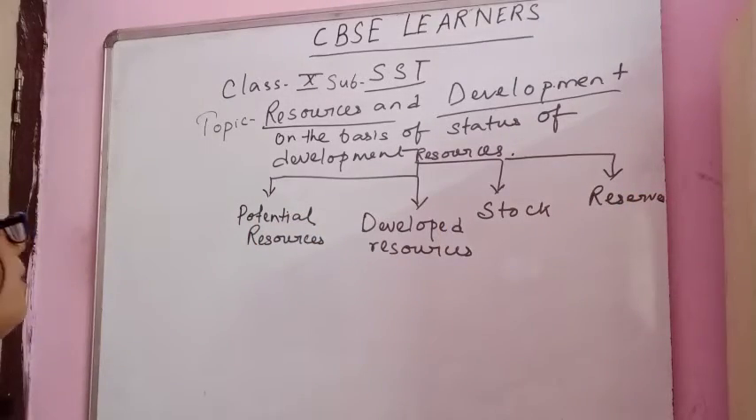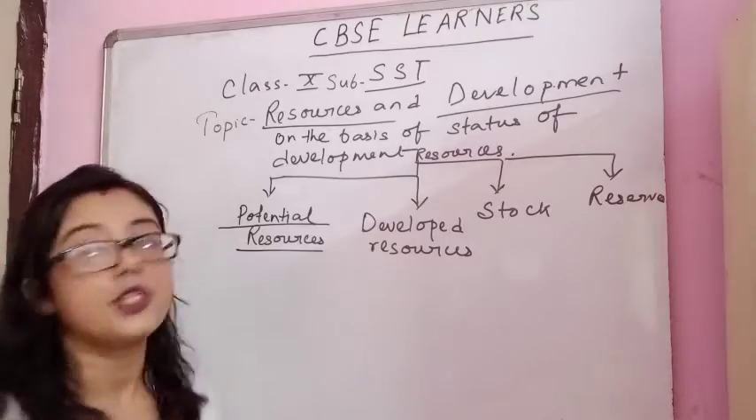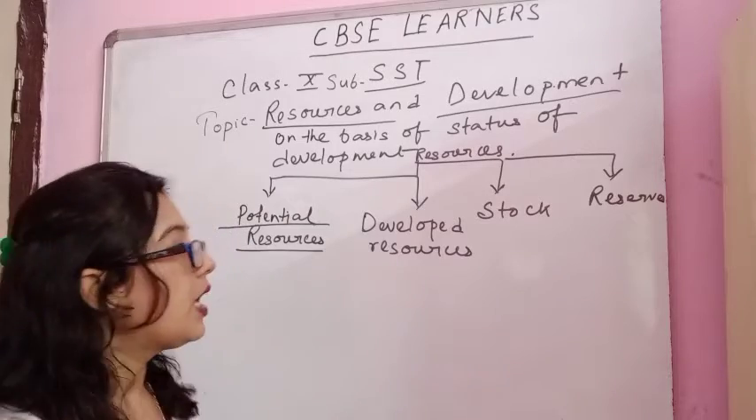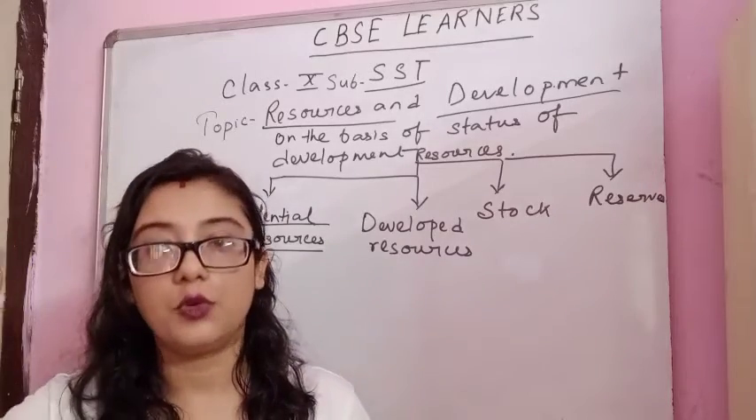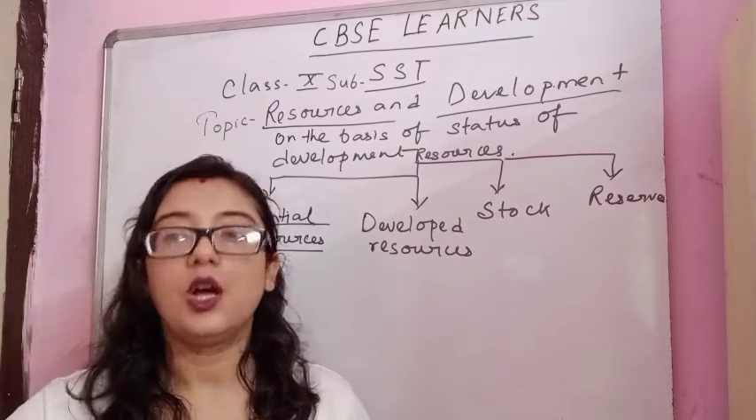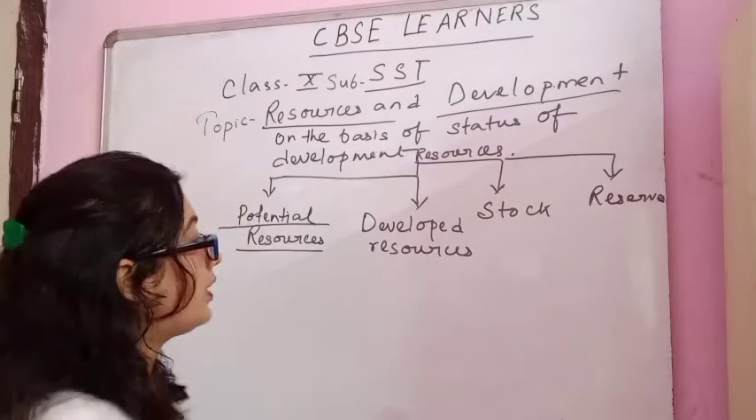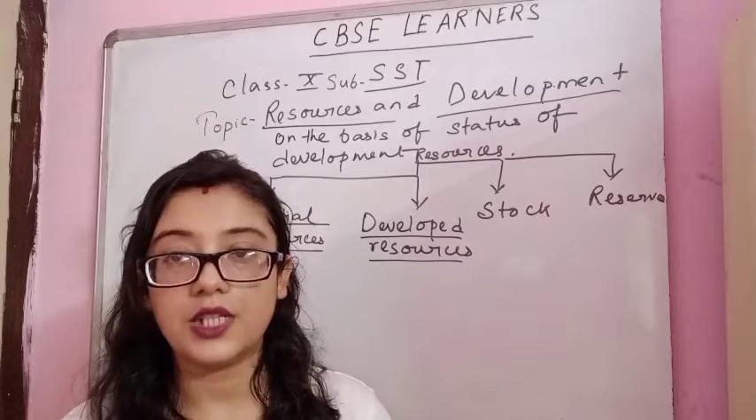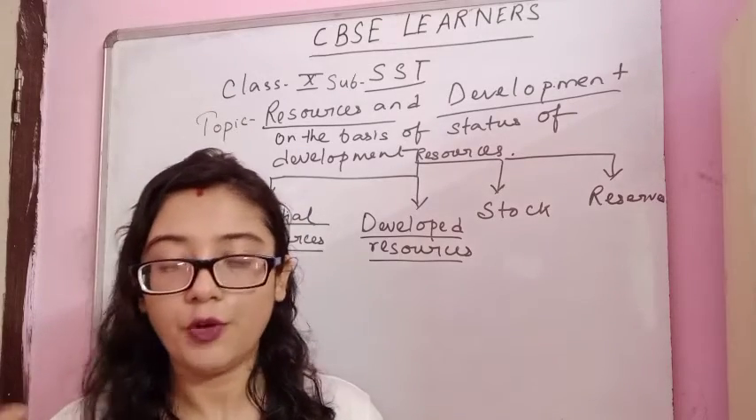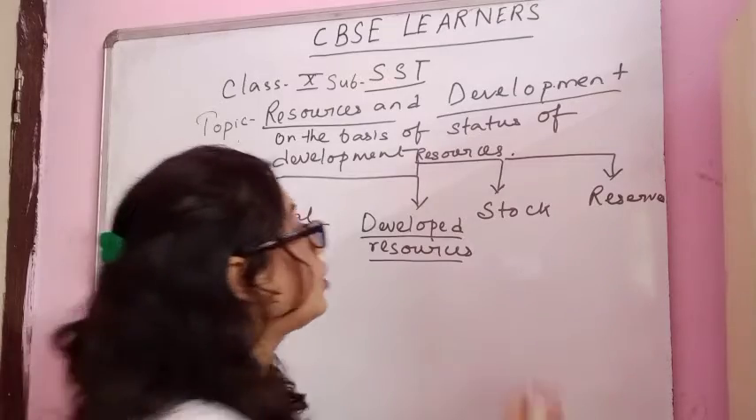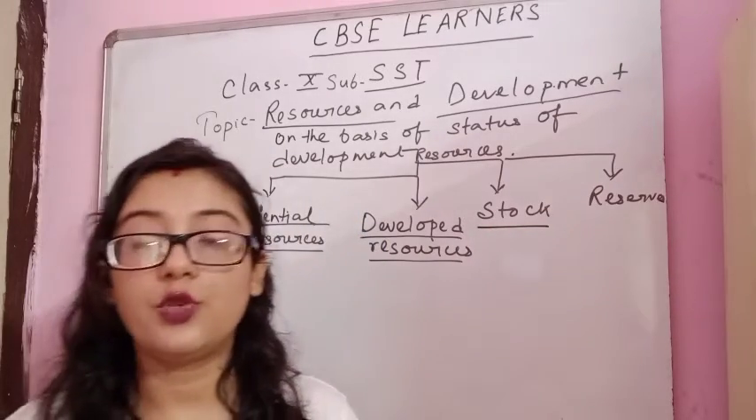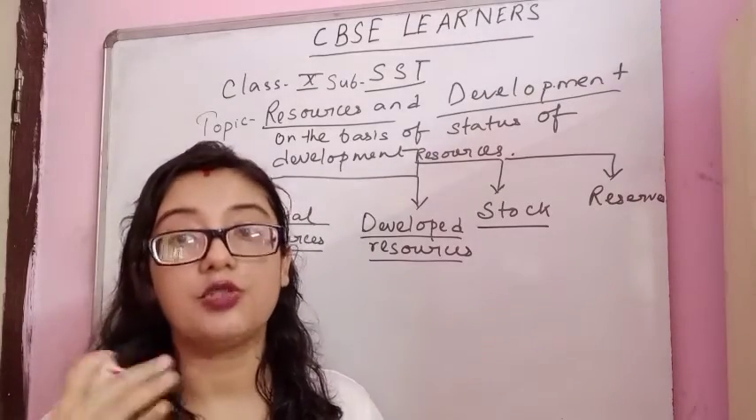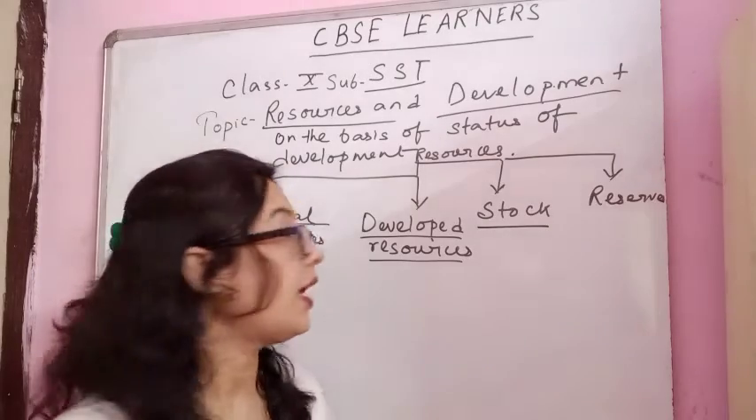Potential resources are the resources which have the potential to develop as resources, but we are not utilizing them. I will first give a summary, and then I will give you the short note. In this video, I will give you the question and answer, short note pattern. Developed resources are those resources which are surveyed and their quality and quantity are determined for utilization. Stocks are those resources which we have kept for future use because we do not have proper technology to convert them into resources.